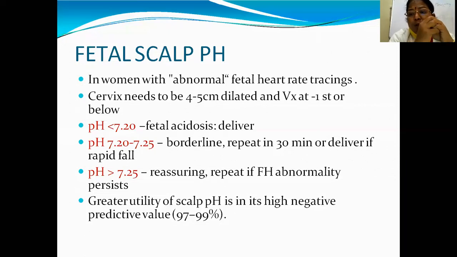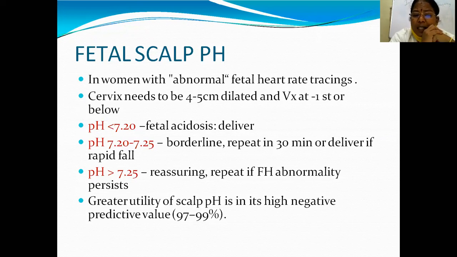So if we want to show why we have not gone for immediate delivery, why we had waited for normal delivery, for that, if the scalp blood shows no acidemia, we can wait; if there is acidosis, we have to go for scalp blood pH. The cervix needs to be at least 4 to 5 centimeters dilated. The cervix should be at -1 to 0 station.